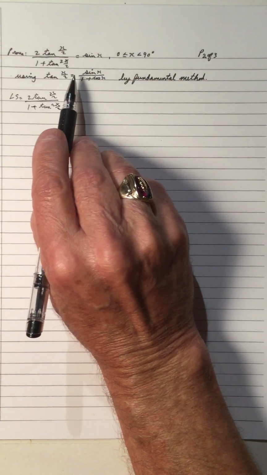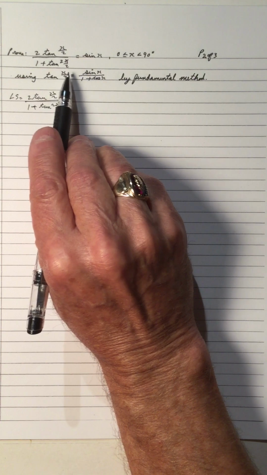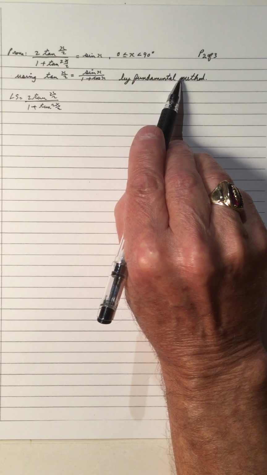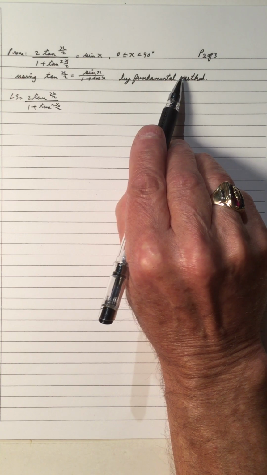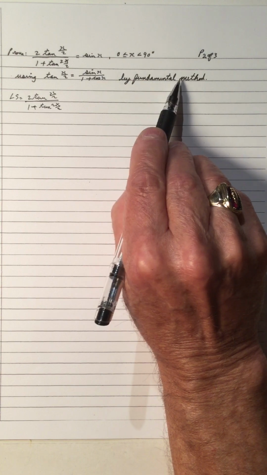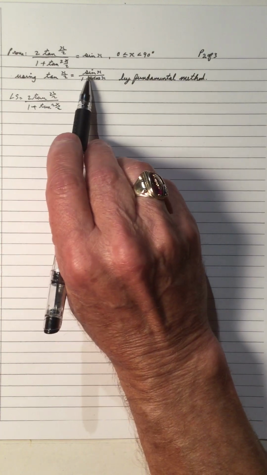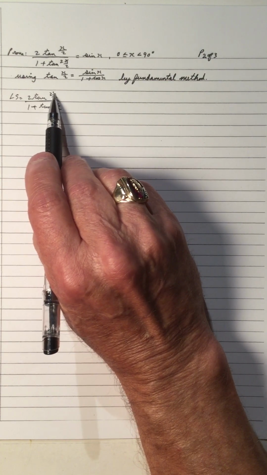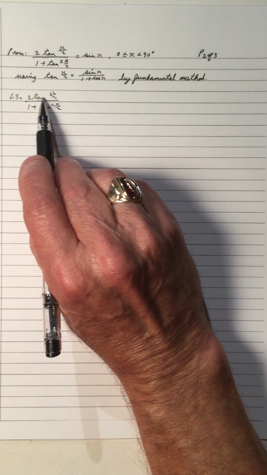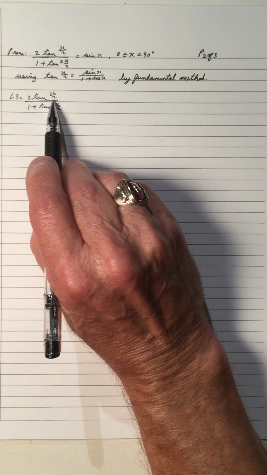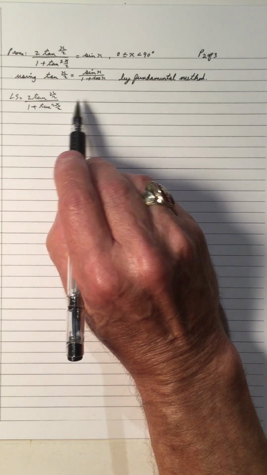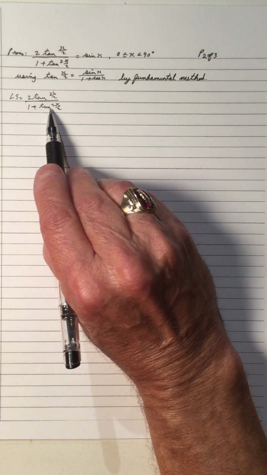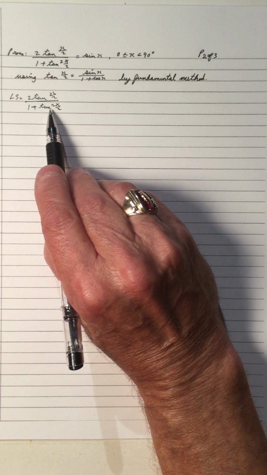In doing this video I'm going to do it in two parts. On this page I'm going to prove it by the fundamental method, and on the next page I'm going to prove it by the LCD method. What I mean by the fundamental method is that when I substitute sine x over 1 plus cos x into the tan of x over 2, I'll simplify the numerator to 1 fraction, simplify the denominator to 1 fraction, and then multiply by the reciprocal.